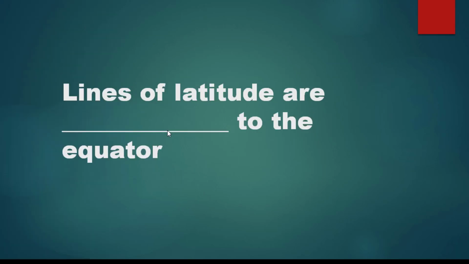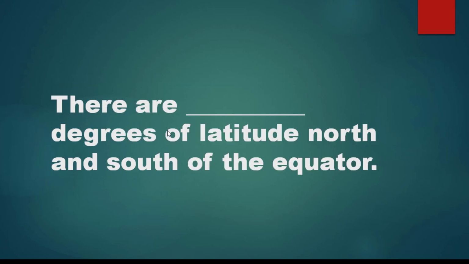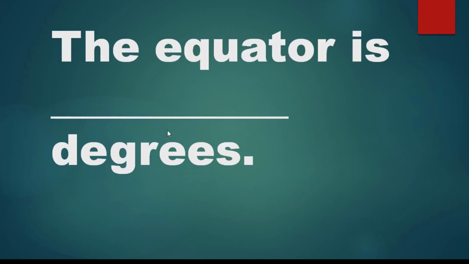Let's take a quiz. Lines of latitude are dash to the equator. They are parallel to the equator. Latitude lines give directions dash and dash of the equator. Latitudes, if you remember, are the parallels. So that means they run north and south of the equator. There are dash degrees of latitude north and south of the equator. 90.